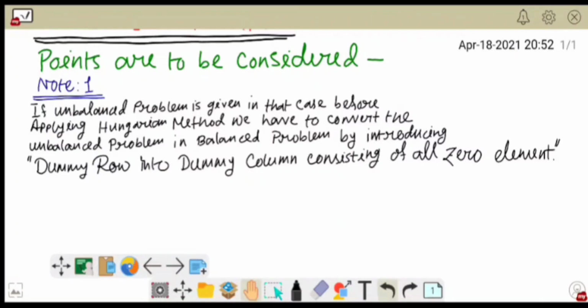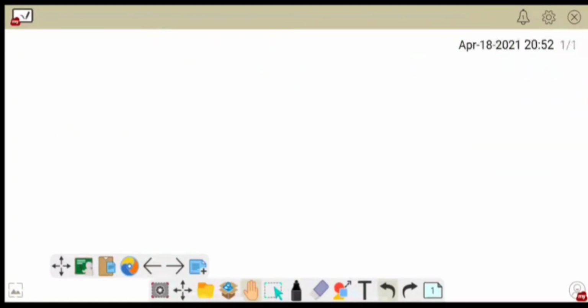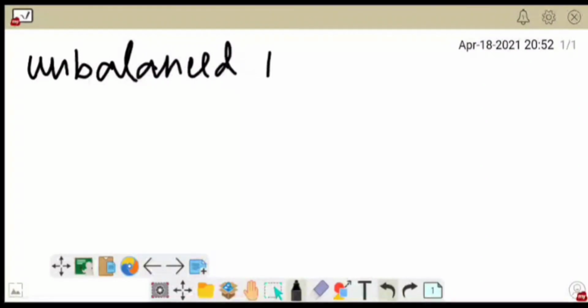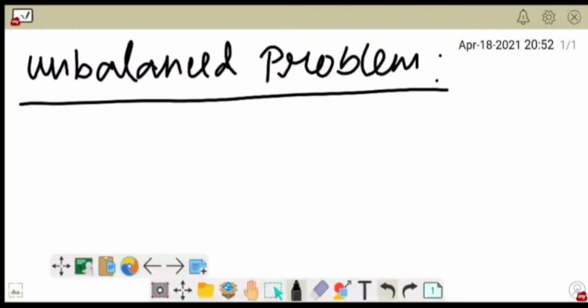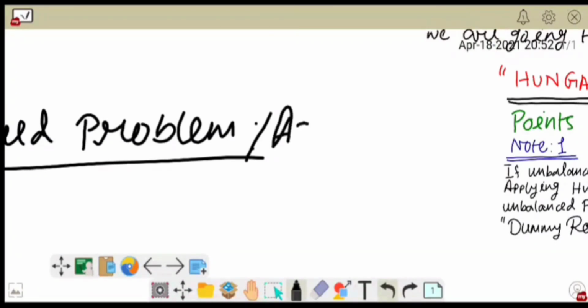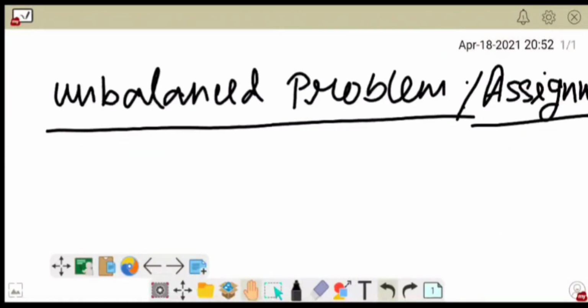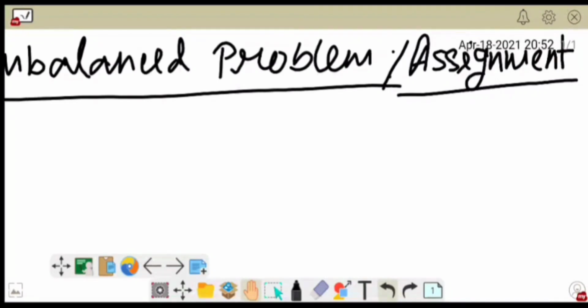In the previous class, I explained what an unbalanced problem is. The problem is an assignment problem. What is an unbalanced assignment? I think I should write it down. So, an unbalanced problem or assignment.